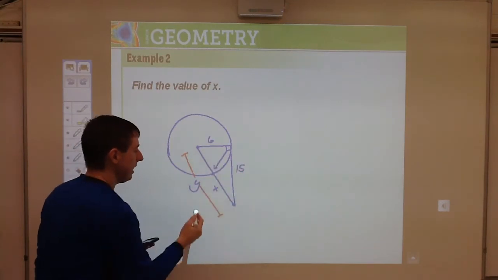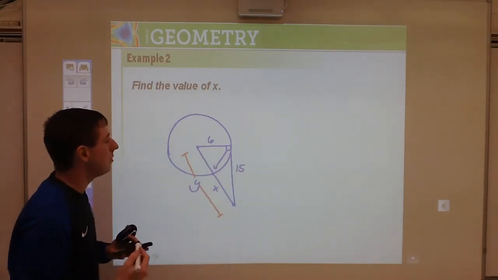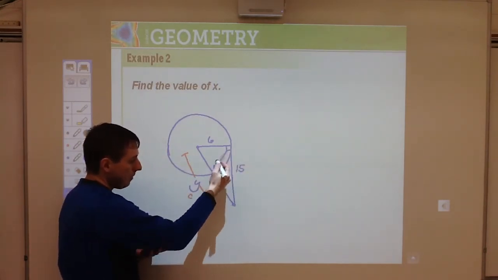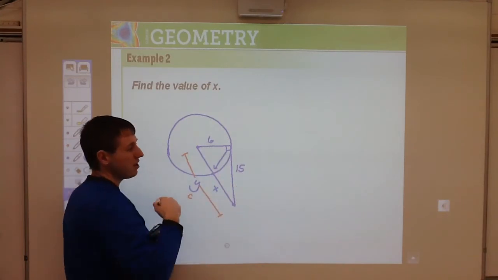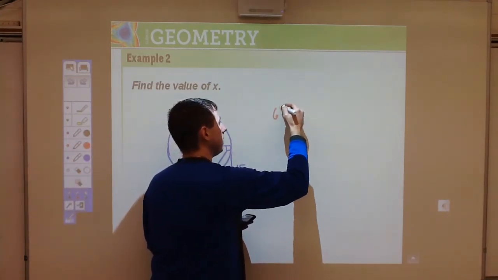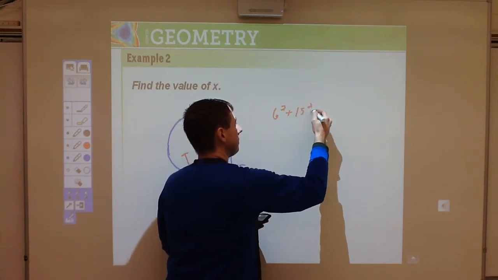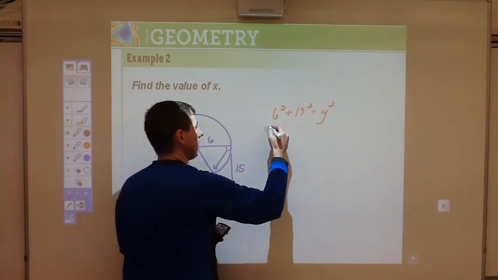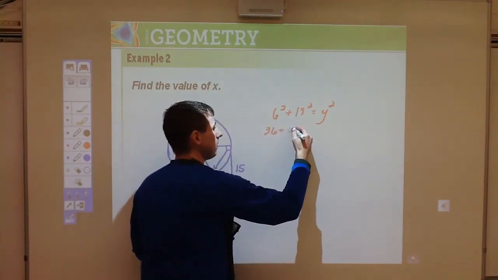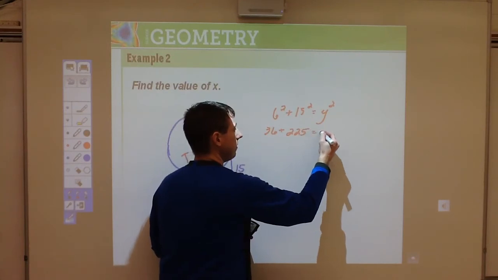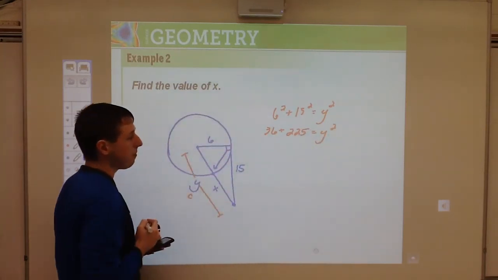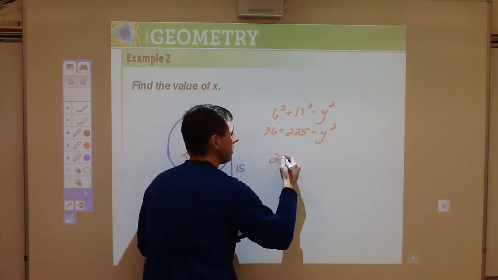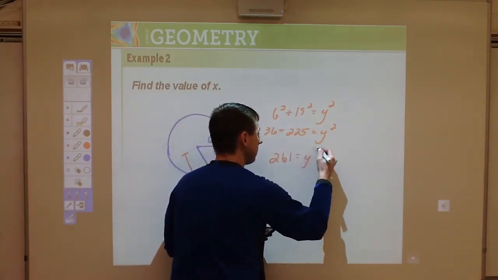Okay, but I got 6, 15, and y. Those are my 3 sides of my triangle. So I'll do Pythagorean theorem again. The y would have to be my c, because it's opposite the right angle. 6 and 15 are the other two. So I got 6 squared plus 15 squared equals y squared. Okay, so 6 squared is 36. 15 squared is 225 equals y squared. Okay, and then if we add those together, 36 and 225, what's that? 261 equals y squared.